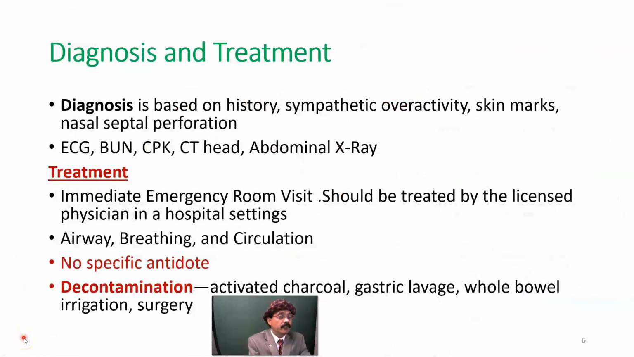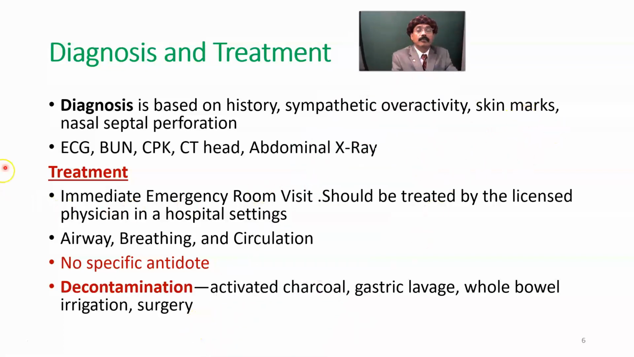Okay, diagnosis is based on history, sympathetic overactivity like heart rate up, blood pressure going up, pupils dilated, and a lot of sweating. Those are the sympathetic activity. There will be skin marks because people inject themselves. Okay, skin marks are also shown. Nasal septal perforation, very common, in those who snort the cocaine through the nose.